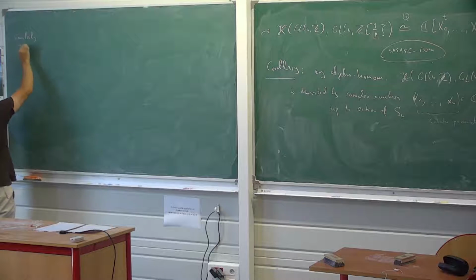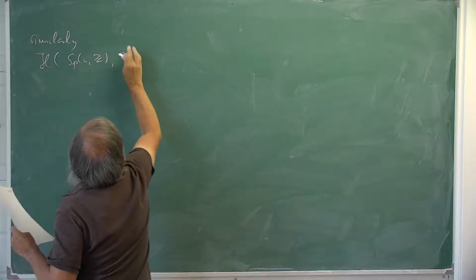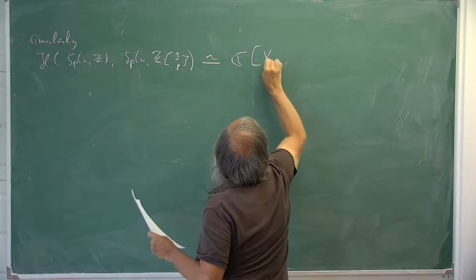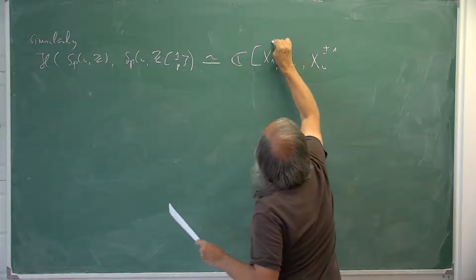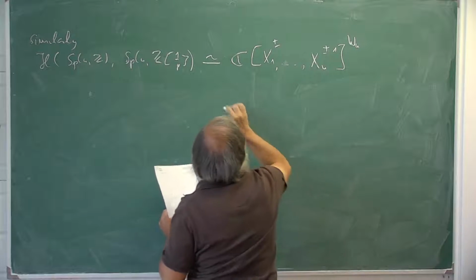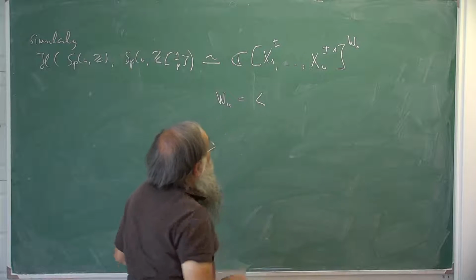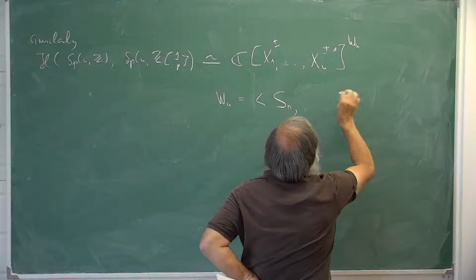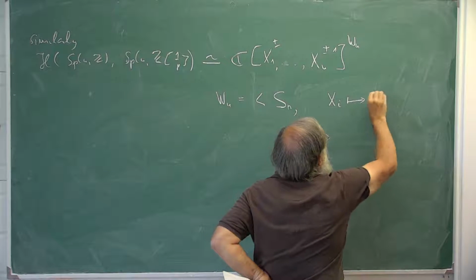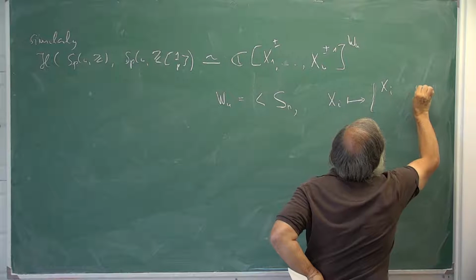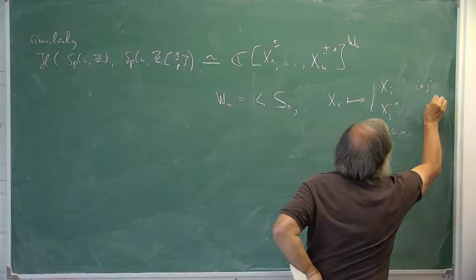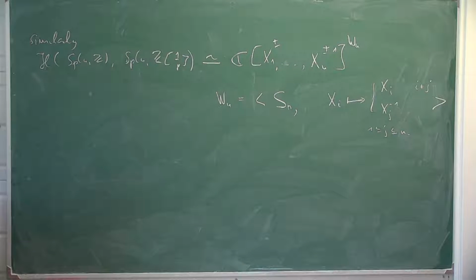Something called WN is again a finite group, generated by Sn and generated by xi goes to xi and different from j. So this group is bigger, but it's still a finite group.